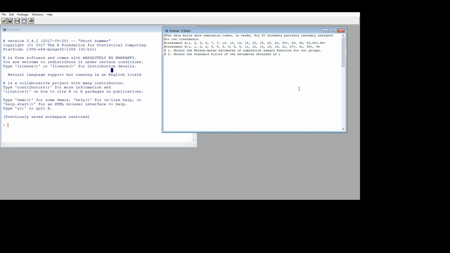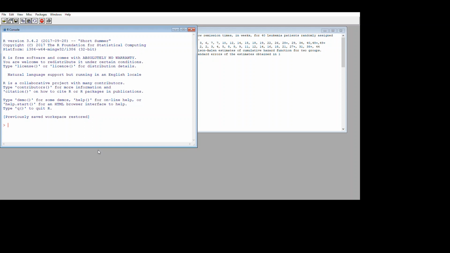In this video, we will discuss how to compute the Nelson-Aalen estimate using R. Given the data showing remission times of 40 leukemia patients randomly assigned to two treatments, treatment A and treatment B, we have to obtain the Nelson-Aalen estimate of the cumulative hazard function for the two groups, and also the standard error for the estimates obtained in part 1.